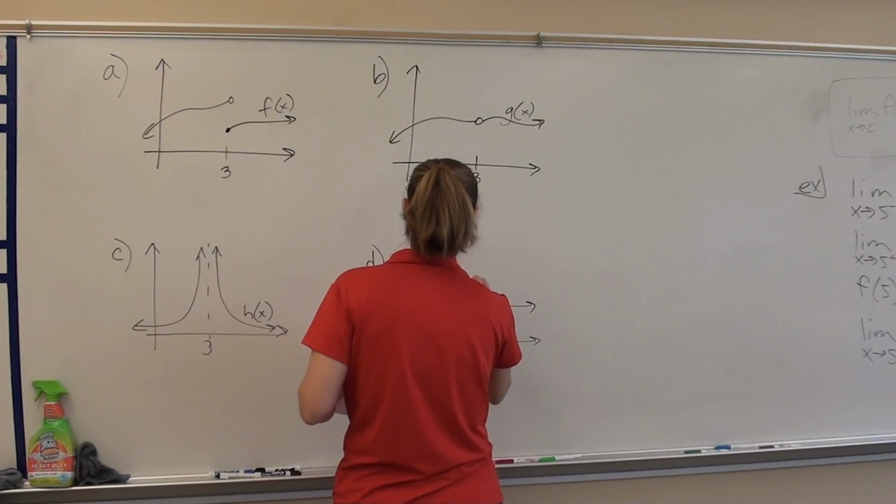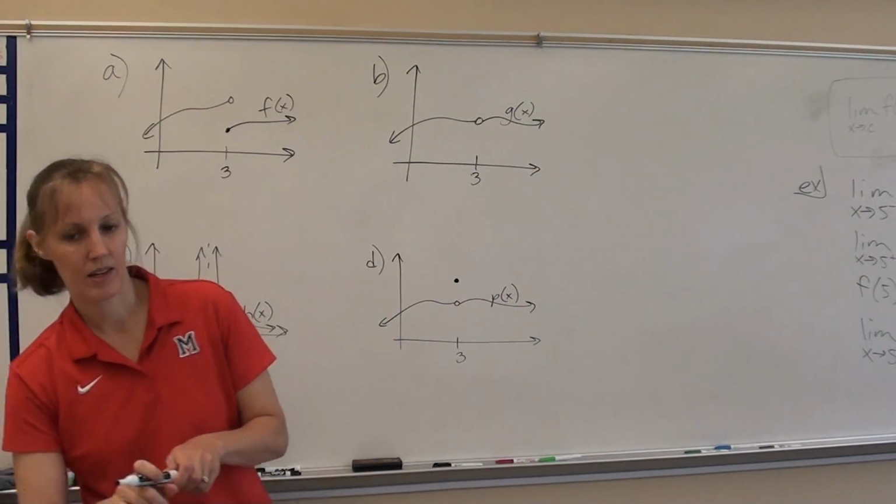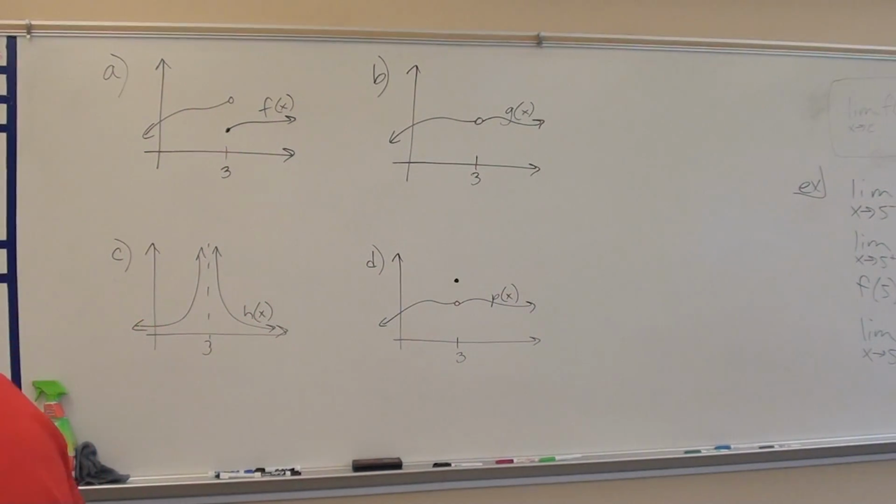Wait, no, so we're trying to find... And then the last one is the limit as x approaches c is not equal to f of c. Alright, so in your groups, figure out the reason for all 4.